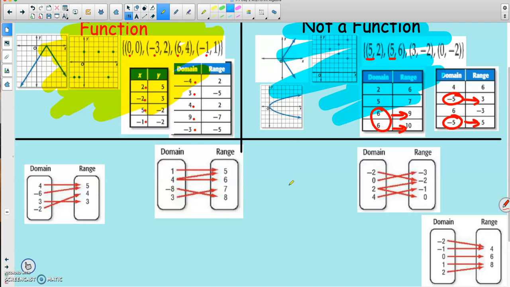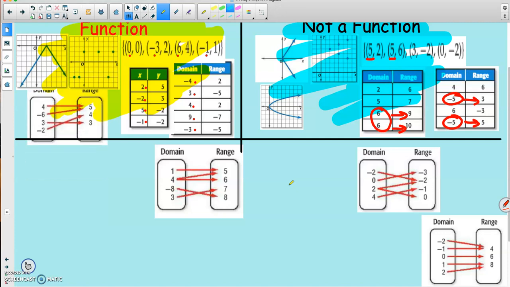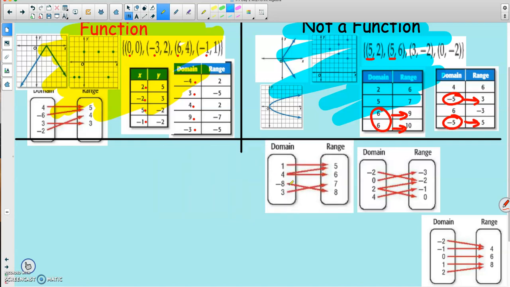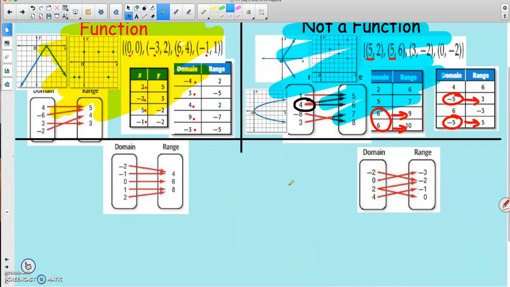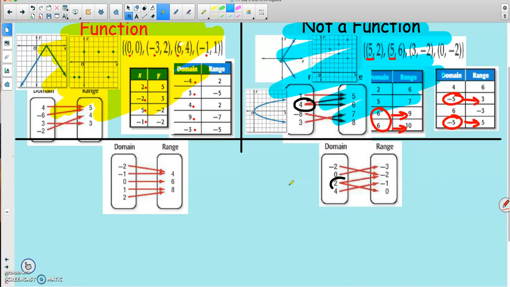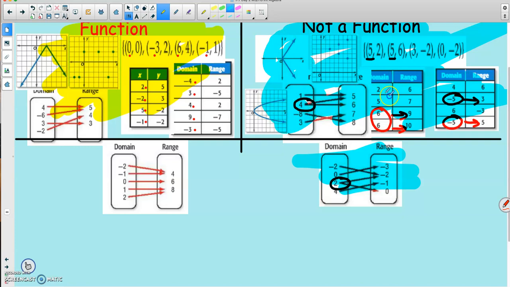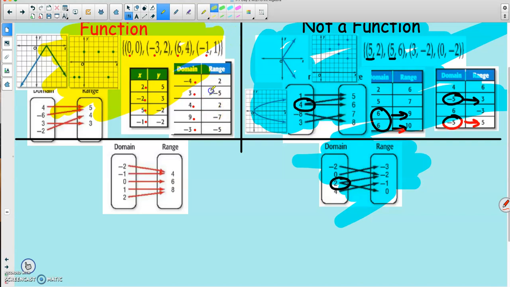Okay, now with the mapping. Remember with a mapping, what you're looking for is each domain value to just have one ray leaving it like this. That's good. This one over here, not good, because right here, the 4 has 2 rays leaving it. And then this one looks good. This one does not. Right there. So if you're highlighting at home, you would highlight blue on any of these, and then yellow over here. These are all functions.